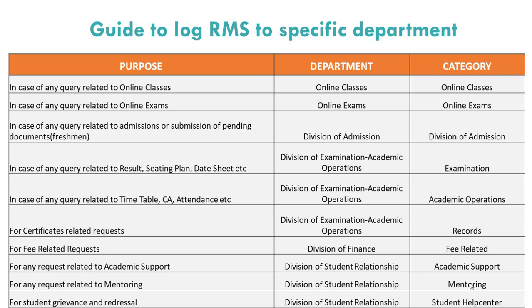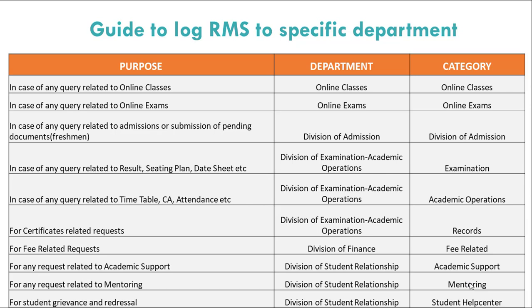Similarly, in case you have any query related to admissions or submission of pending documents, in case of freshmen, select Division of Admissions as the department and the desired category under that department. If you have any concern related to examination, select Division of Examination, Academic Operations as the department and further, under that department, select examination as the category.